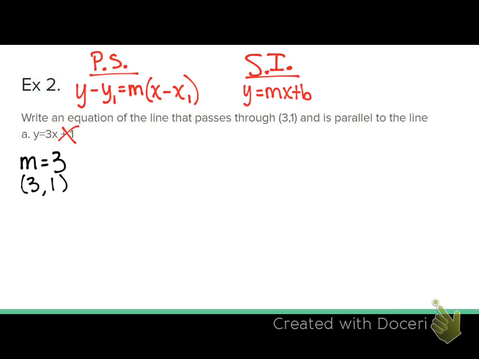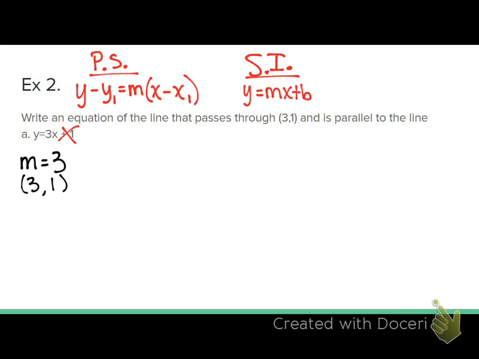Wait, so is it like, basically, you have to memorize these? Yes, you should have point-slope and slope-intercept memorized. You should also be memorizing these 4 steps. We've done them enough. We should have them memorized by now.